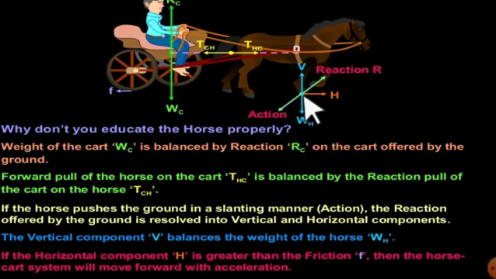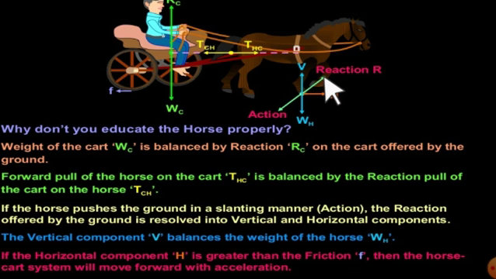Now you have to say that if the horse tries to pull the cart in a slanting position, that means if the leg of the horse pulls in this direction by giving an action onto the earth like this, then the reaction will be in the opposite direction according to Newton's third law, equal in magnitude but opposite in direction, in this direction, right?